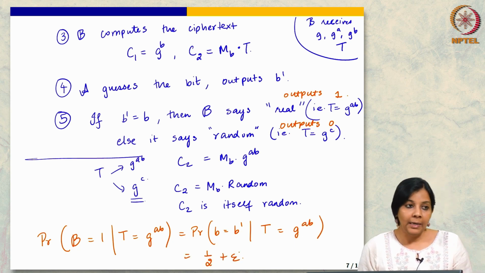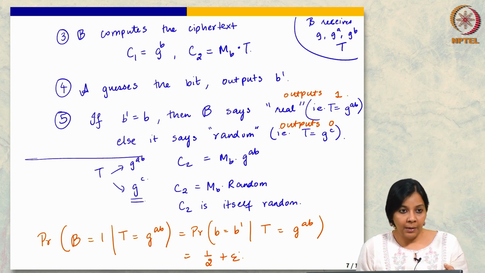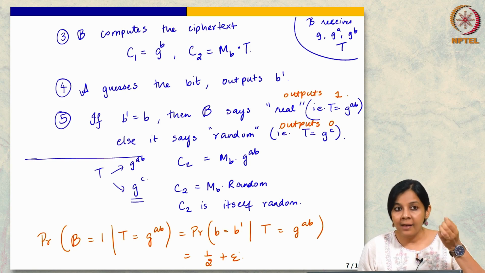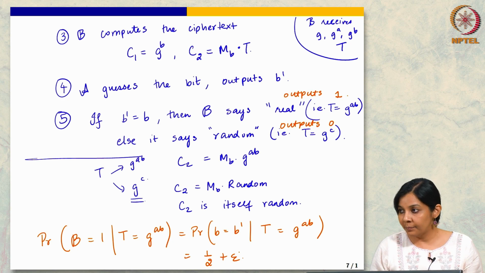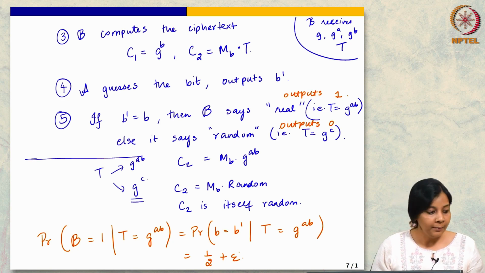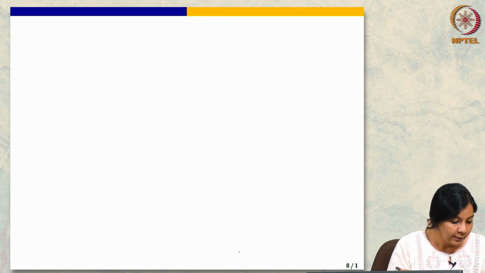Does everybody agree? This is because when the target element is G to the AB, right, at that time the adversary has an epsilon advantage. So, by definition of the adversary's advantage, we can say that when T is equal to G to the AB, the probability that B outputs real or 1 is half plus epsilon. Okay.